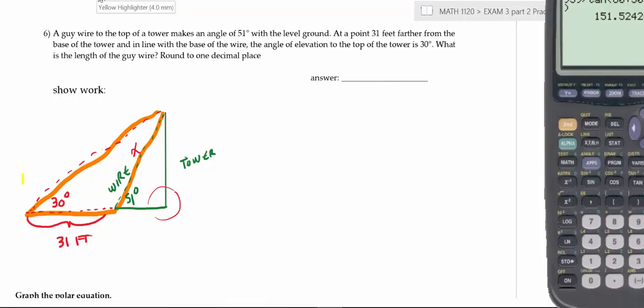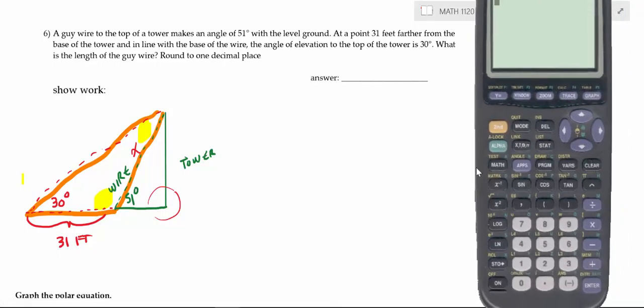So ultimately on this problem, if we're going to use law of sines, we can match x over the sine of 30, but we also got to know this angle right here, and in order to find that angle, we got to find this angle. So what we're going to do is a couple of simple calculations. This angle right here is just going to be 180 minus 51 degrees. So we can calculate that out, and that'll give us this obtuse angle, which is 129 degrees.